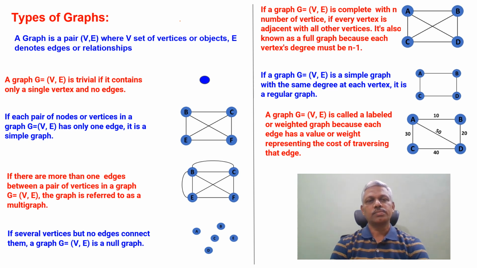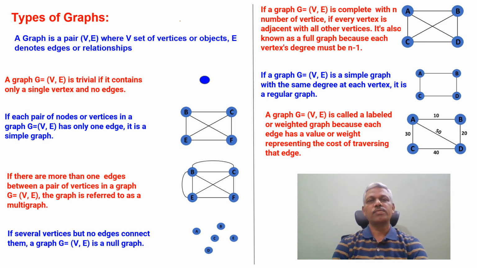To start with, if there is only one vertex, that is called a single vertex, or a trivial graph. If each pair of vertices is adjacent with respect to each other, where adjacency means there is an edge between the vertices, then such a graph is called a complete graph. If between any pair of vertices at most one edge is there, then it is called a simple graph. And if there is more than one edge, then it is called a multi-graph.